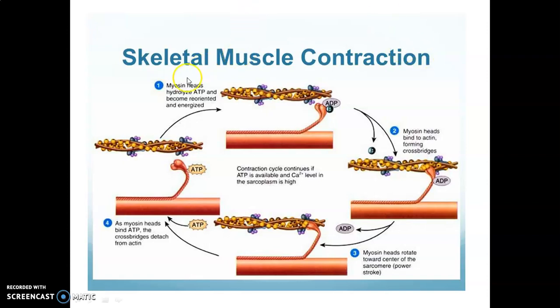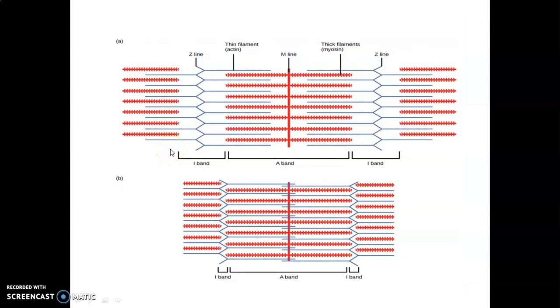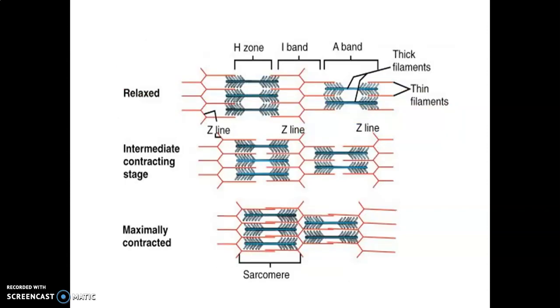Okay, so that is about skeletal muscle contraction. In short, how can we write it? The myosin head hydrolyzes ATP and becomes reoriented and energized. Then myosin heads bind to actin, forming cross bridges. Myosin heads rotate towards the center of the sarcomere. Before that, you have to mention the calcium release, that means the release of the neurotransmitter acetylcholine. Then step 4, as the myosin head binds to ATP, the cross bridge detaches from actin. While explaining it or reading the theory part, you have to observe this diagram too. It will be very helpful.